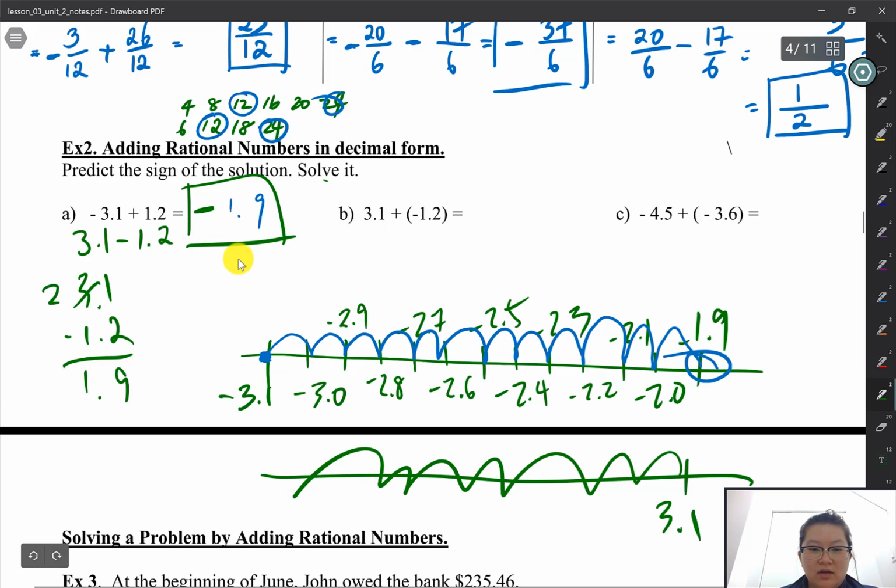Next question. Oh, hey, look, this is easy. This is just 3.1 minus 1.2. Remember, if I add a negative, it's exactly the same as me subtracting 1.2. This is going to give me 1.9.